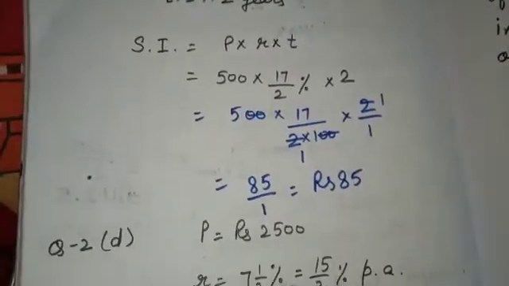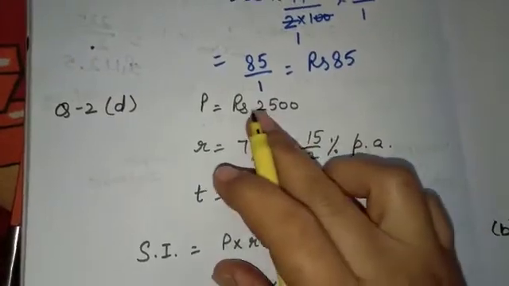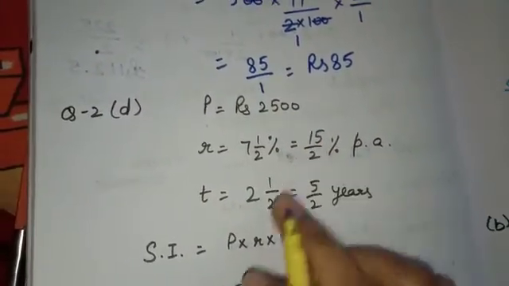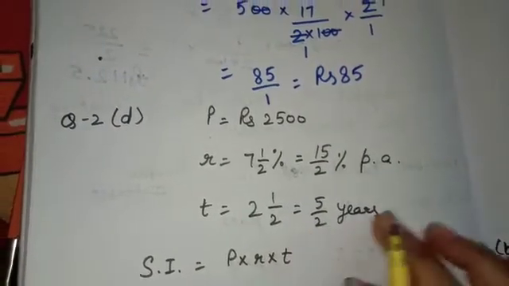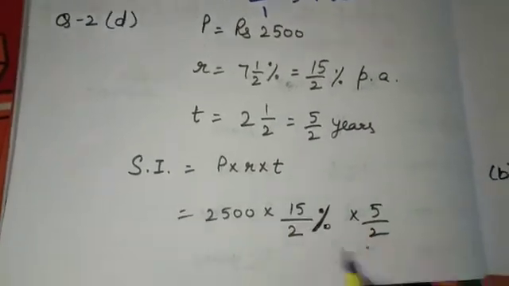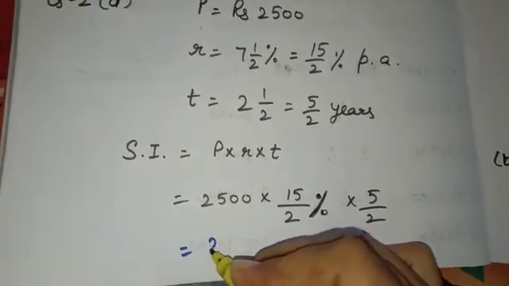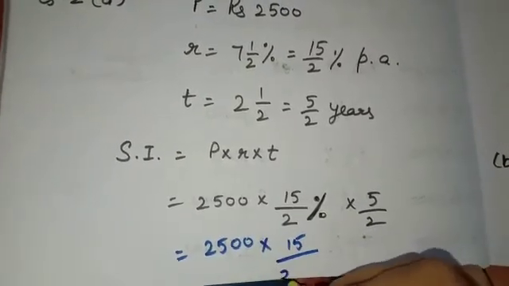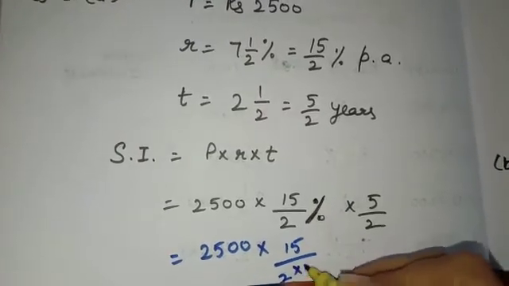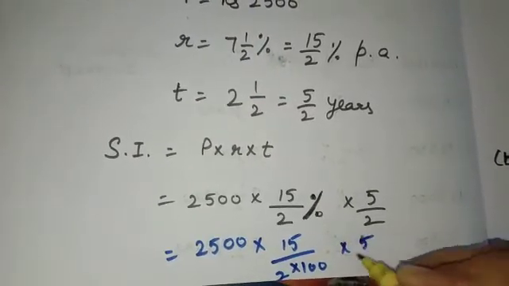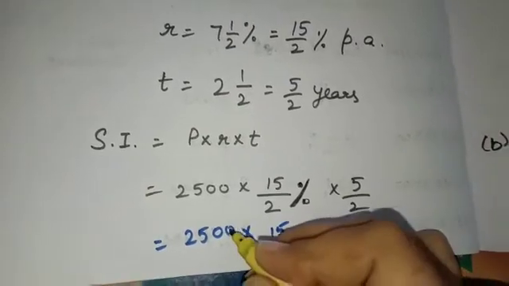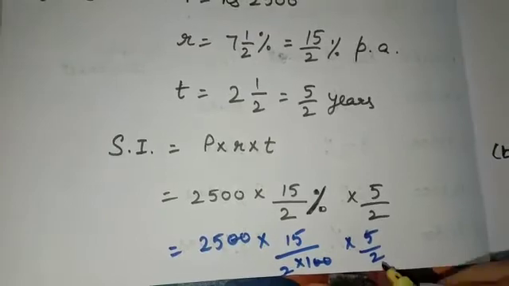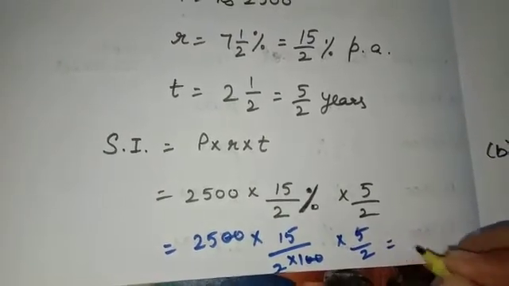Come to the next, D part. Rupees 2500. Rate of interest is in mixed number, I have converted it into improper. Time is also in mixed number, converted into improper. Two numbers are in fractional form. So the question is okay. Remove the percentage sign. Multiply 100, 5 by 2. 2 zeros can be cancelled. Now this 2 cannot be cancelled, even this 2 cannot be cancelled. So what will we do?